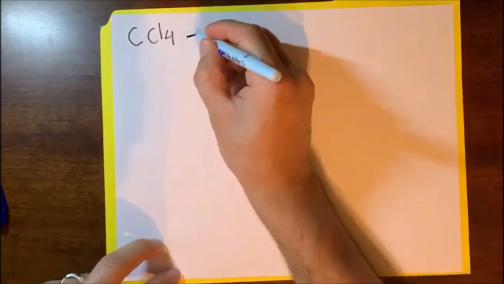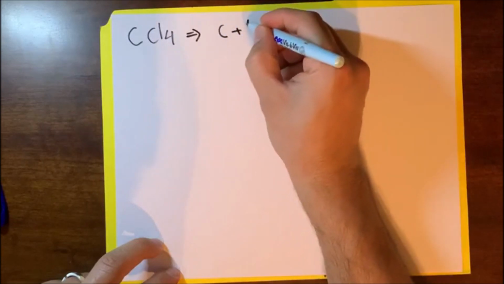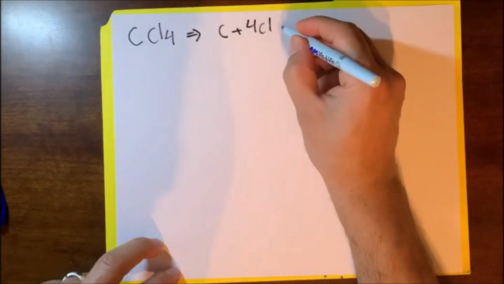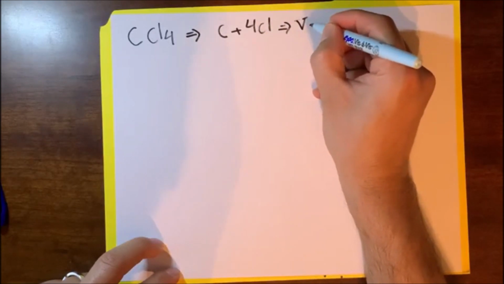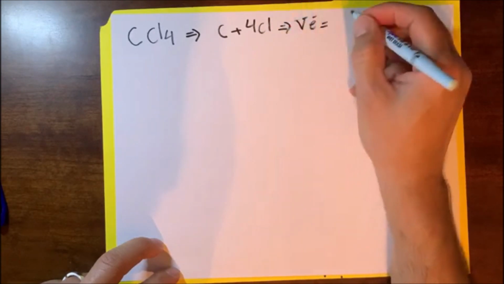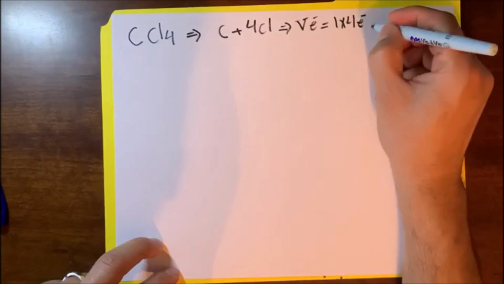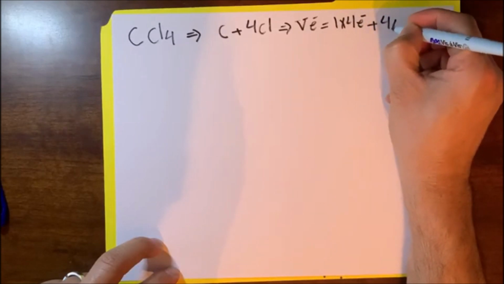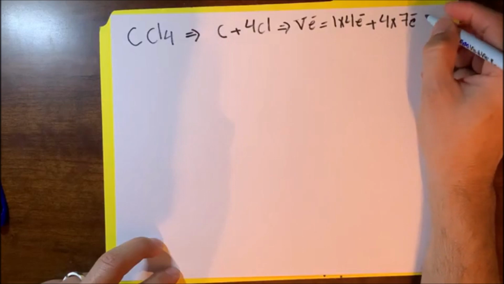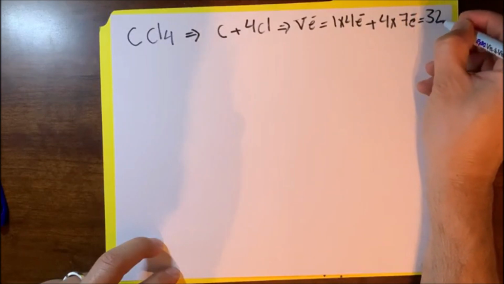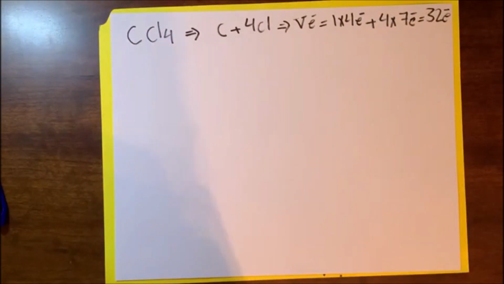The way we do it, we said we have 1 carbon plus 4 chlorines. So valence electrons for this molecule will be 1 multiplied by 4 for carbon and 4 multiplied by 7 for chlorine. So totally we're dealing with 32 electrons. Okay, I have 32 electrons.